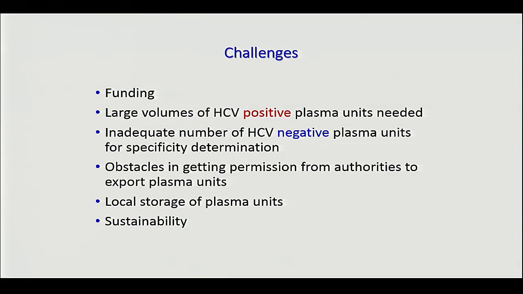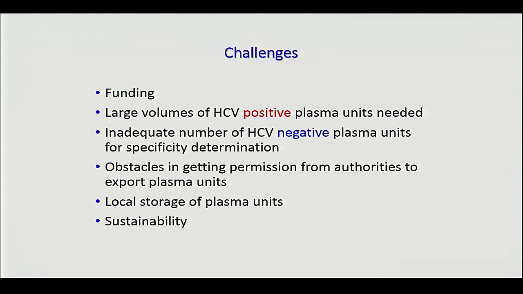And another challenge that remains is that we need large volumes of HCV-positive plasma units. We cannot do with 1 or 2 mL. We need 500 mL to 800 mL of plasma units of all genotypes, of all subtypes. So that's a major task.